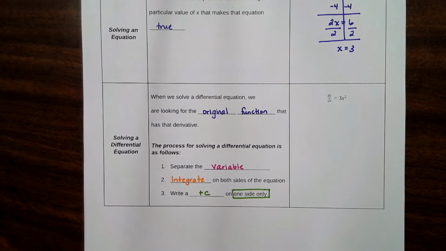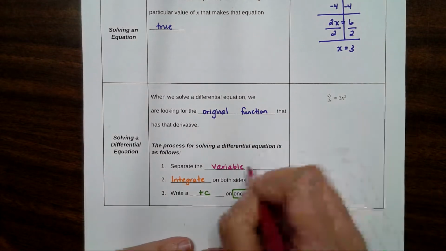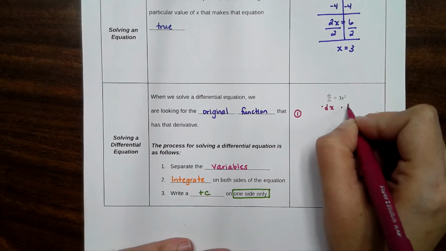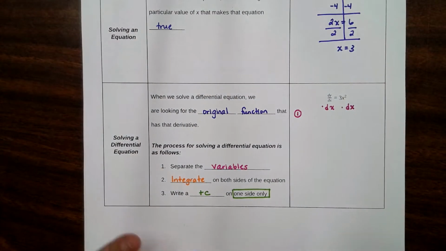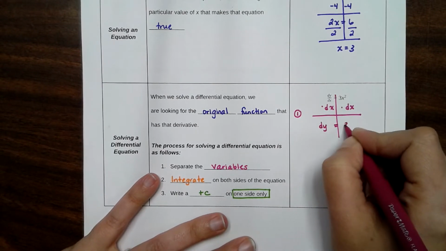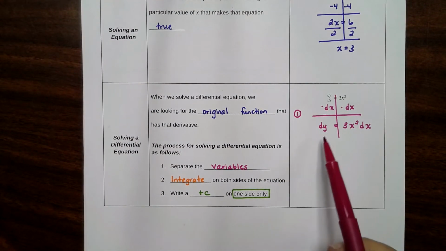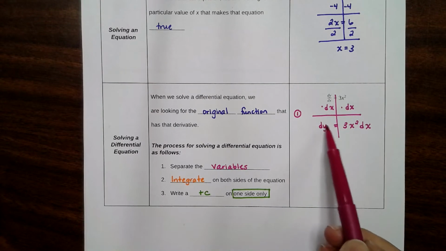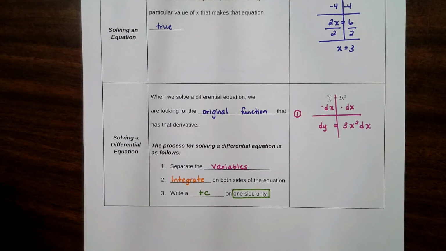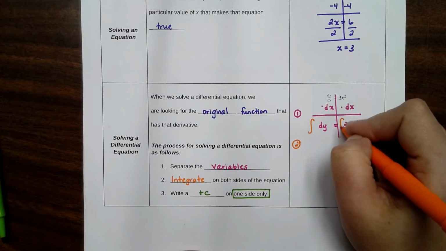Let's go through these one step at a time. I'm going to code my work to match the colors. Step 1 is going to be to separate the variables. In order to do that, I'm going to multiply by dx on both sides, because the opposite of division is multiplication. When I do that, I get dy equals 3x squared times dx. Now that I've done that, I can see the only y in the problem is part of the dy, which is on the left side, and all of the x stuff, the 3x squared and the dx, are both on the right side. The second step is going to be to integrate on both sides. So I'm going to integrate and I'm going to integrate.